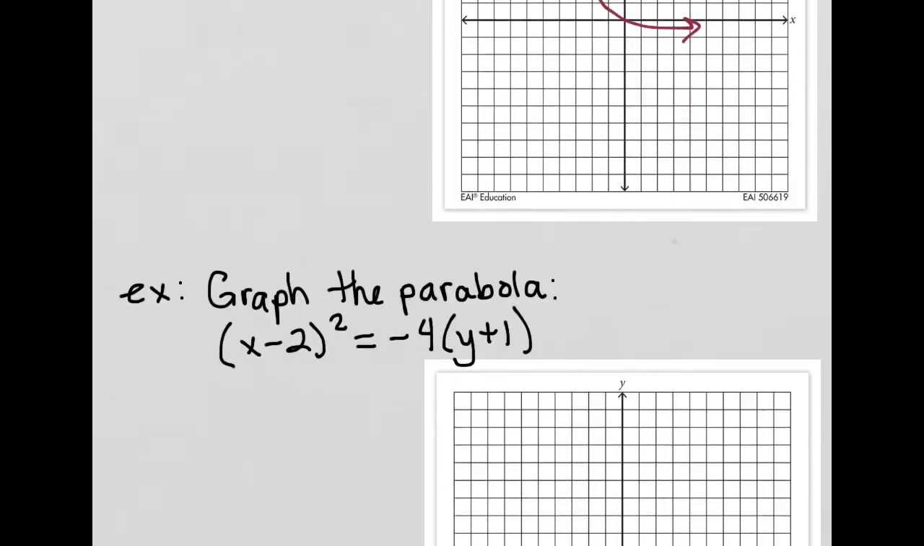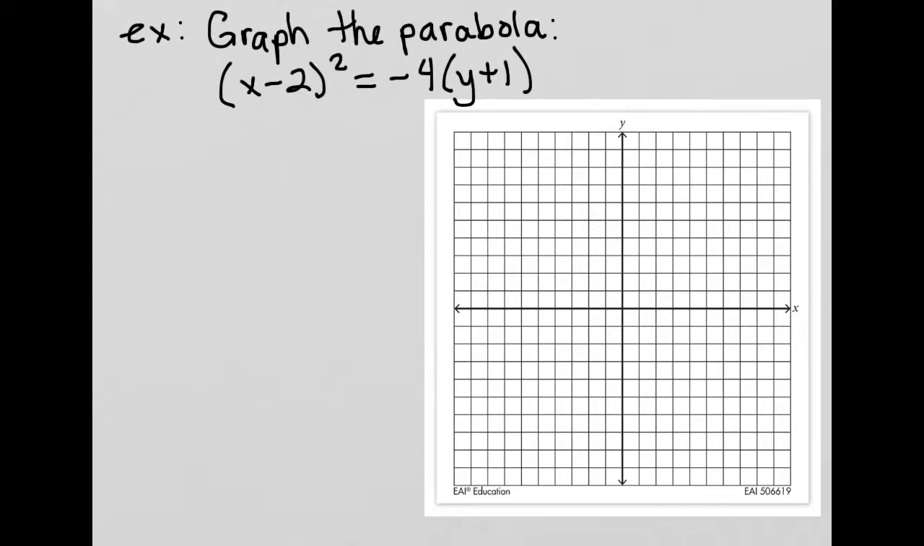Let's do one more. So this time we have the x in the squared parentheses. So that means our parabola is going to be facing in a different direction. Let's find our h and k for the vertex. The number inside the x parenthesis is negative 2. So our x-coordinate will be positive 2. The number with the y is 1, so our y-coordinate will be negative 1. And let's see, when we graph that, negative 1 is right there.